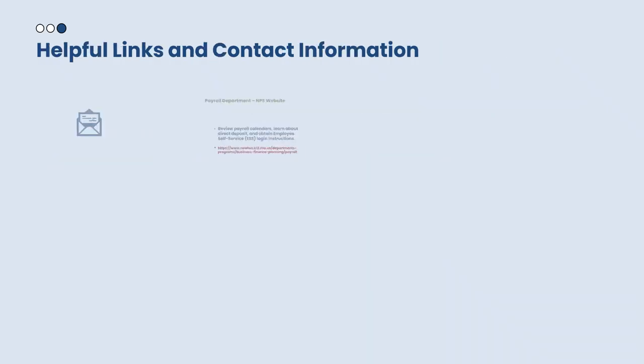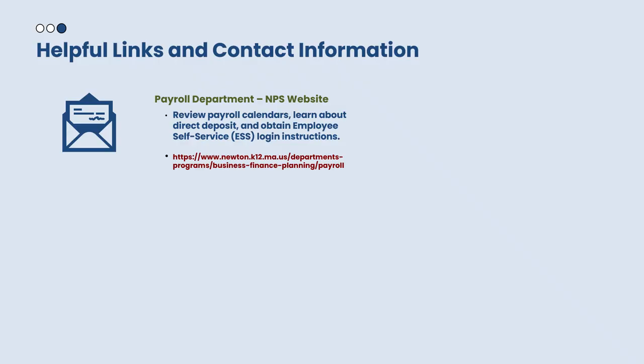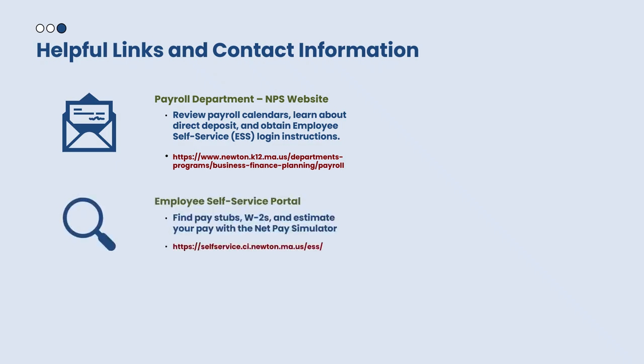Employees may have several questions about payroll, particularly new employees receiving pay for the first time. The Payroll Department's page of the website offers information on payroll dates, payroll process, and the employee self-service portal. This portal provides employees access to their pay stubs, W-2s, and the Net Pay Simulator, a tool to estimate your net pay based on changes to your period pay and/or your deductions. These changes will result in a new net pay, which employees can view by using the simulator.